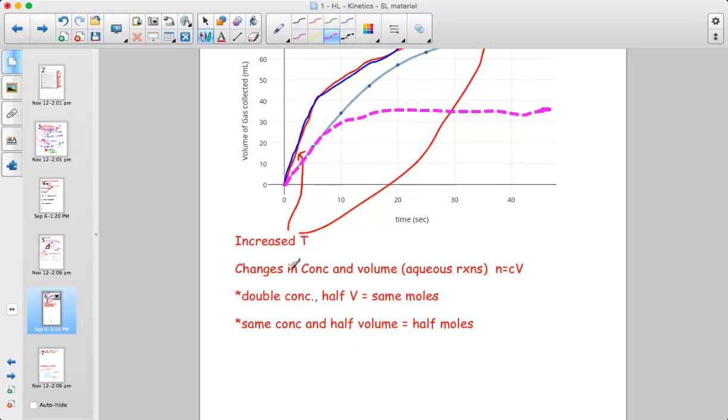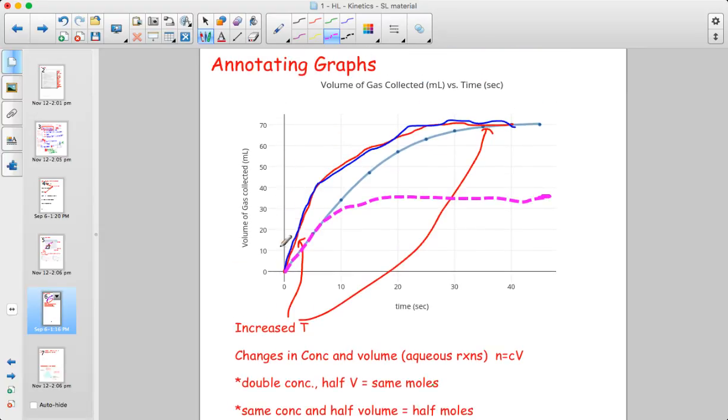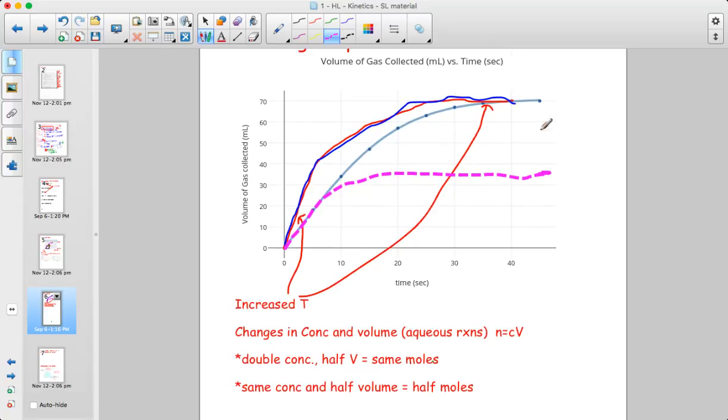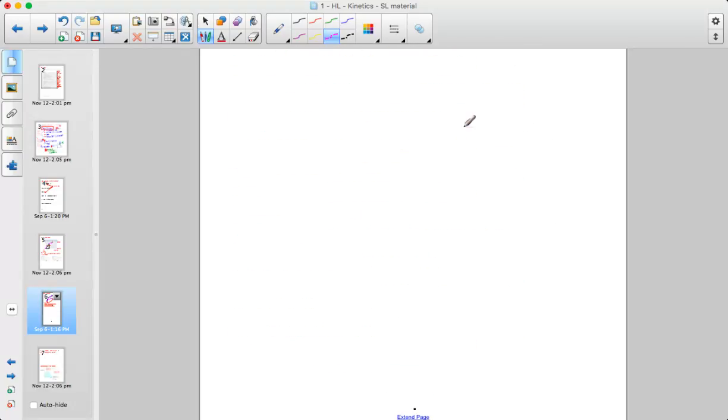So you've got to watch out with changes in concentration and volume because they can affect not only the initial slope, but also where you end up. Increases in temperature or catalyst, or surface area, have no effect on moles, so they should all end at the same height.